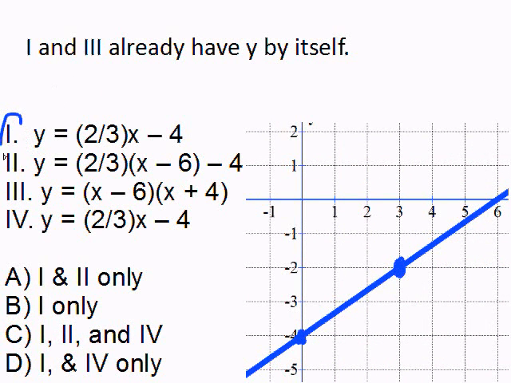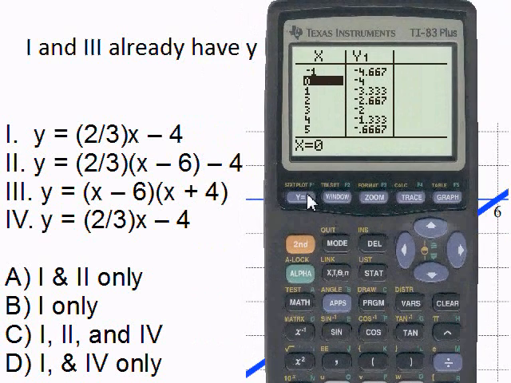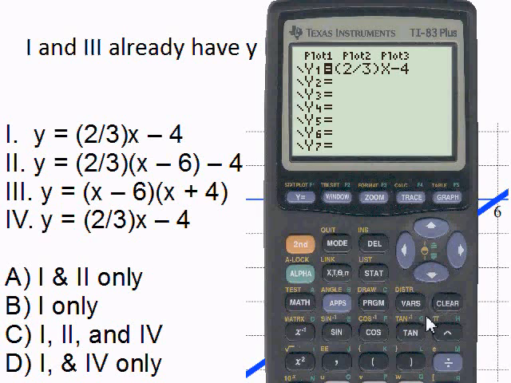So we know at least one is going to work. Now we need to check 2, 3, and 4. So let's go ahead and go in our calculator. We repeat the same process over again. So this time we go to our y equals screen, and we clear it out. And we type out the second equation.